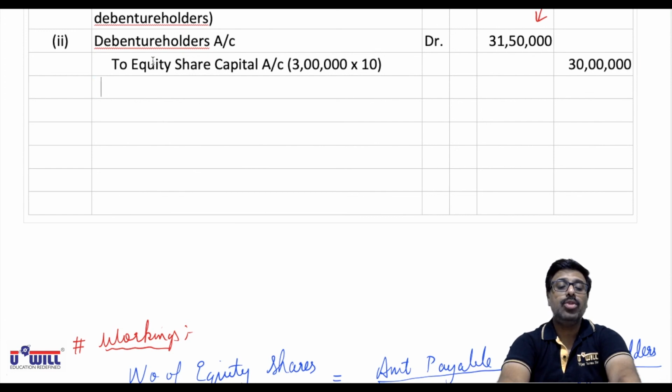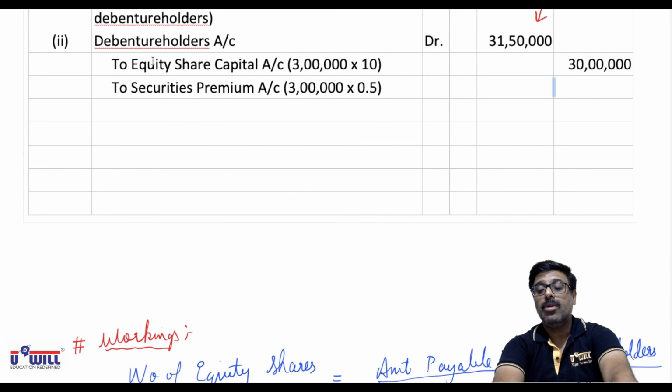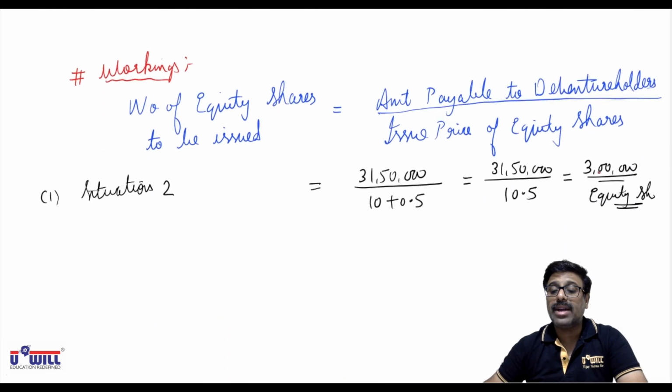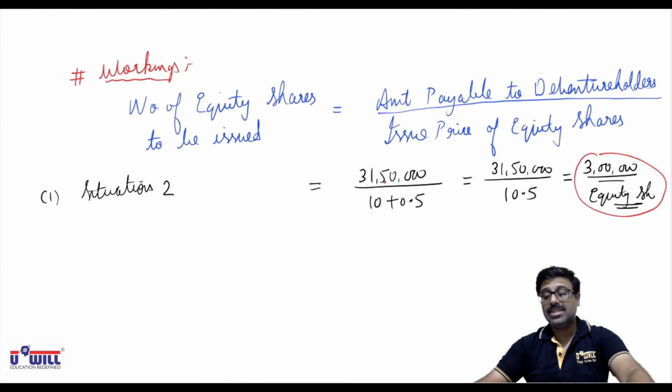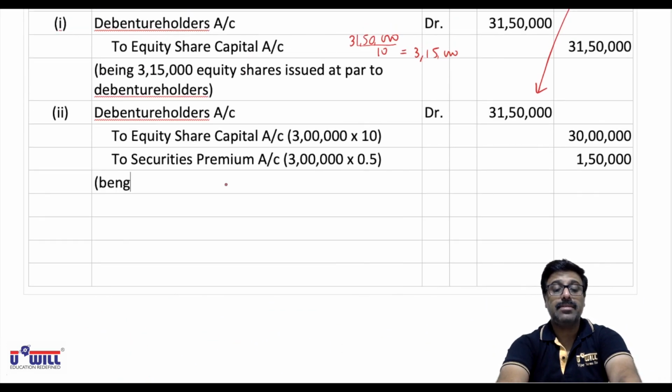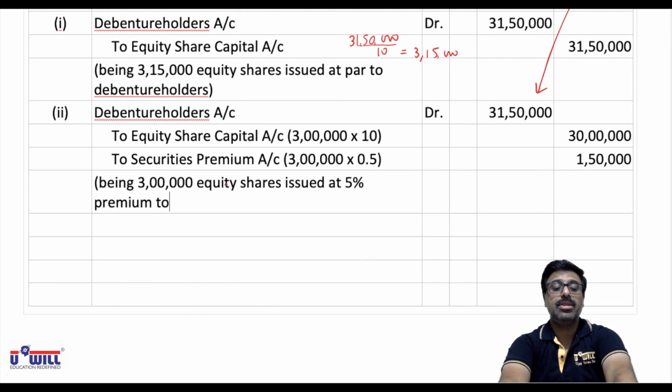And to securities premium account. 0.5 rupees is of premium. So 3 lakhs into 0.5, 1,50,000 is of securities premium. These amounts you cannot obtain until and unless you find this number of equity shares. So for that this working would be required. Now here being 3 lakh equity shares issued at 5% premium to debenture holders.